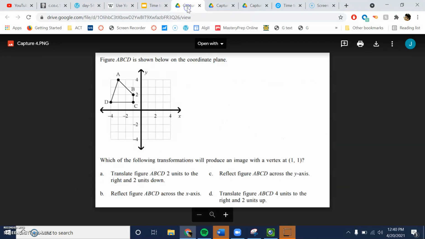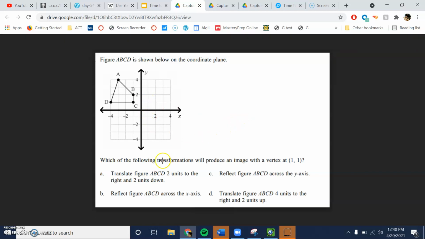All right, here we go. Mastering an advanced problem. Ooh, throwing it back to transformations. Which of the following will produce an image with a vertex at 1, 1 right here? How are you going to get right here? 1, 1. Ready, set, go. All right, let's try one by one. A, translate ABCD 2 units to the right and 2 units down. Well, if I take this, go 2 to the right, 1, 2, and then 2 down, 1, 2, that misses this one. Just like C, 1, 2, 1, 2. So that's not going to hit 1, 1.